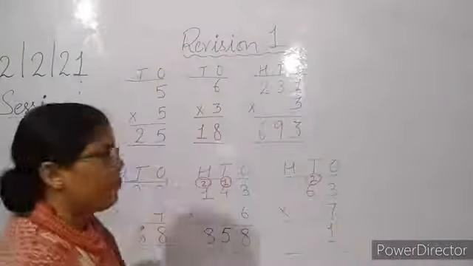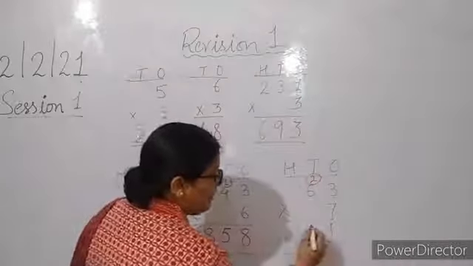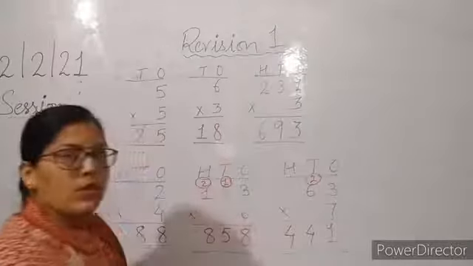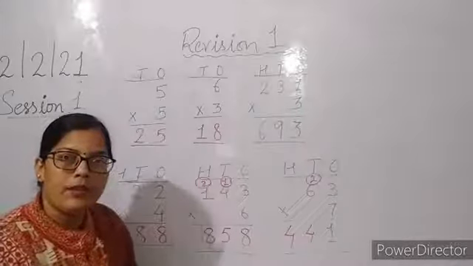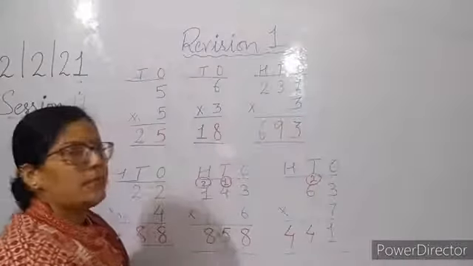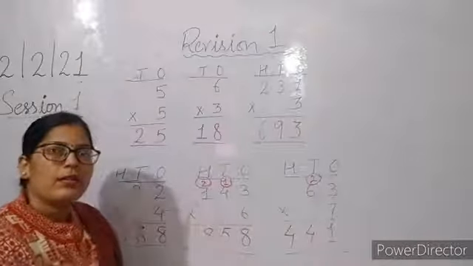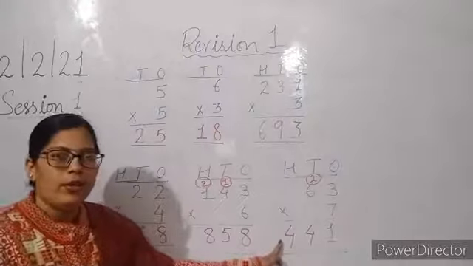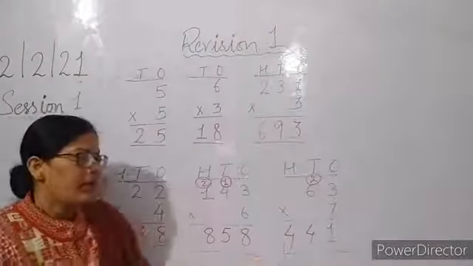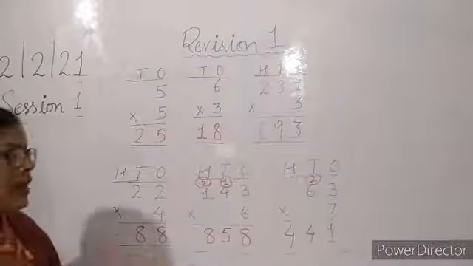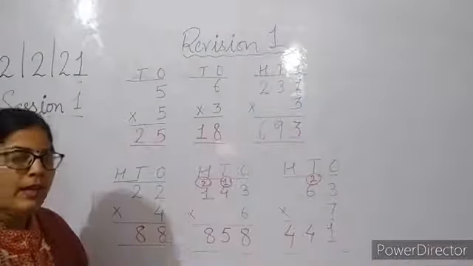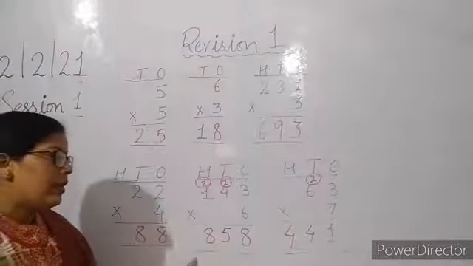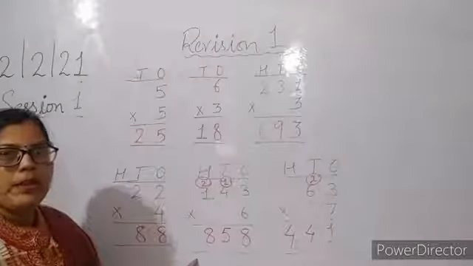So how will we write the answer? We'll write 4 at the tens place and another 4 at the hundreds place. So what is the answer? 441. The answer of multiplication is called the product. The product here is 441. So be careful while carrying over the number to the next place and while writing the numbers at the correct place in the answer line.